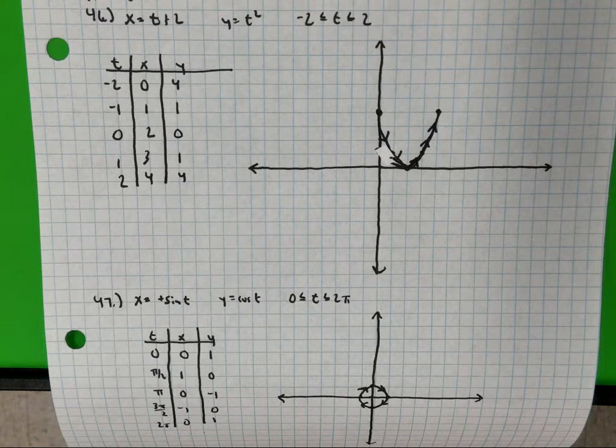All right. Number 47, I told you to change that one to positive sine t and positive cosine t over the interval from 0 to 2 pi. And it came out the same graph. The arrows are just going in the opposite direction. Okay?